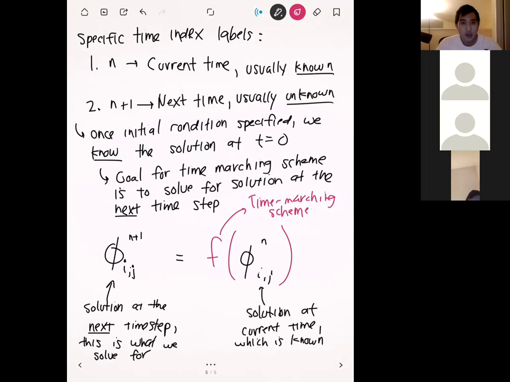It's a process where, just like you mentioned before, we're solving for the solution one time step at a time. We start with the initial condition, which we know. From the initial condition, we solve for the solution at the next time step. Once that solution is known, we take that solution and solve for the next one at the next step. This progresses until we solve for the solution at all the time steps. All right, any questions on this so far?